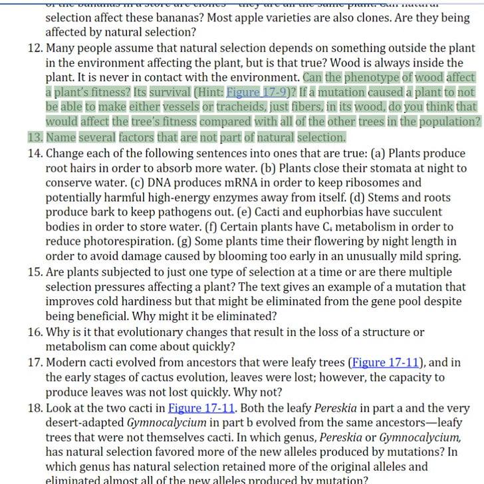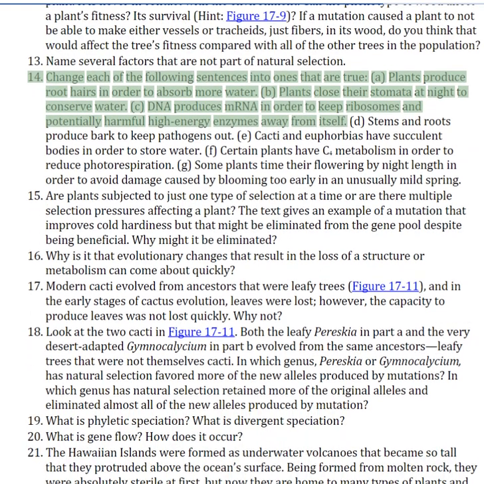Its survival? If a mutation caused a plant to not be able to make either vessels or tracheids, just fibers, in its wood, do you think that would affect the tree's fitness compared with all of the other trees in the population? 13. Name several factors that are not part of natural selection. 14. Change each of the following sentences into ones that are true.